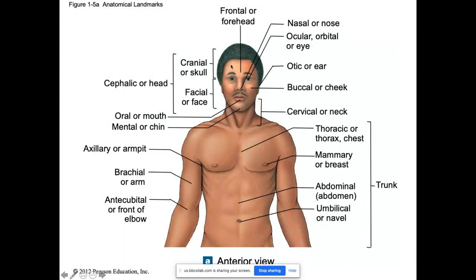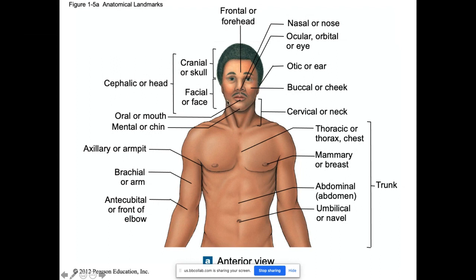So you need to know that the forehead is called the frontal region. The chin is called the mental region. There are holes here called mental foramen. So the chin is called mental. The cheek is called buccal. There's a muscle here called the buccinator. Like if you were to blow into a trumpet and your cheeks puff out, that's the buccinator. Otic is ear. Ocular or orbit refers to the eye.